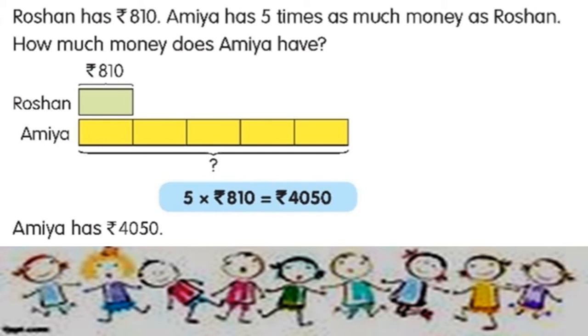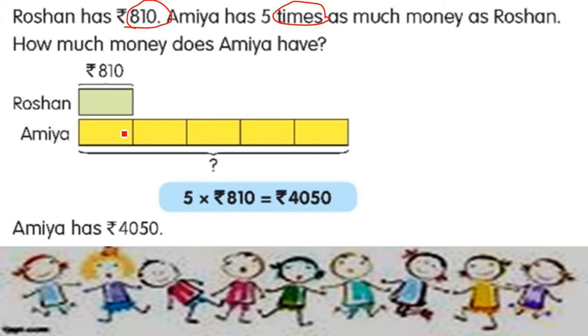Roshan has rupees 810. Amya has 5 times more as much money as Roshan. How much money does Amya have? So dear children, we also have to find out certain keywords when we solve word problems. Here the keyword is times. So Roshan has how much money? He has 810 rupees. So Roshan has 810 and Amya has 5 times more.